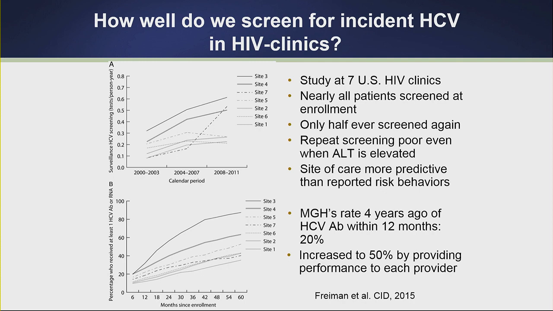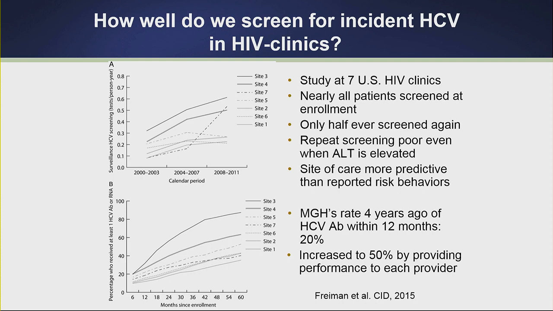Even when ALTs rise, which is a sign that something's going on and probably not hepatotoxicity, it could be hepatitis C. And even then, they did not look for incident hep C. You see one clinic, if you can kind of squint, that did decide between 2007 and the next period to say, hey, let's increase rates. So really, the site of care was most important. It was the dedication of that clinic to decide, I want to identify hep C.